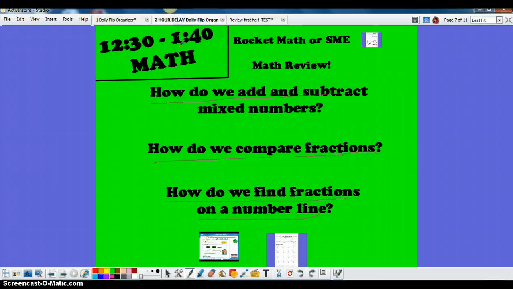Again, our main focus over the last couple of classes: how do we add and subtract fractions of mixed numbers, how do we compare fractions, and I'll continue to go over how to find fractions on a number line.